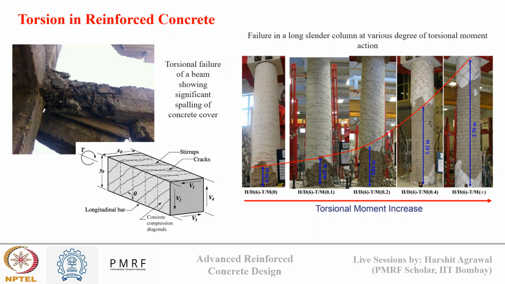Now, how does torsion cause failure? You can see in the first image these stresses are cracking the concrete on the surface like this, and the complete section is getting twisted. This is torsional failure of a beam showing significant spalling of concrete cover due to the twisting action. In the case of a long slender column, earlier when there was no torsion, the failure was at the base. But as the torsional moment increases, you can see the failure happens across the cross section due to the twisting action.